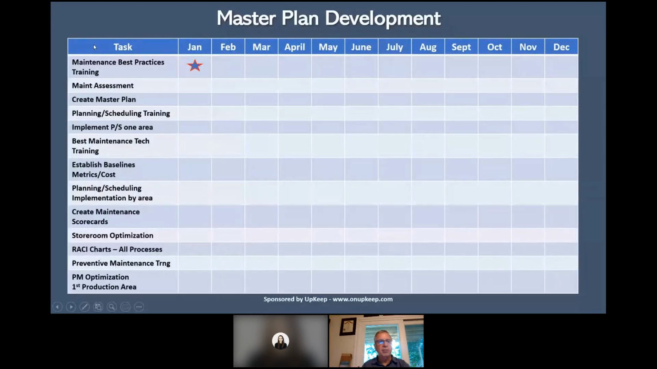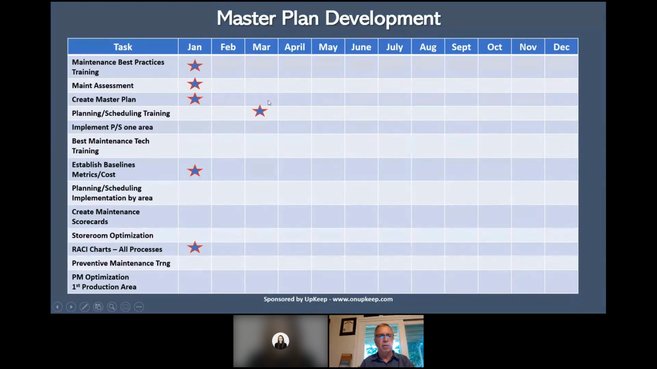We start that in January. Let's just say, I'm just creating it. So we have best maintenance practices training. Next is the maintenance assessment, create the master plan. So in that master plan, what's next? Establish baselines, metrics, and costs. RACI charts. You need to have roles and responsibilities defined for every step in your maintenance process.